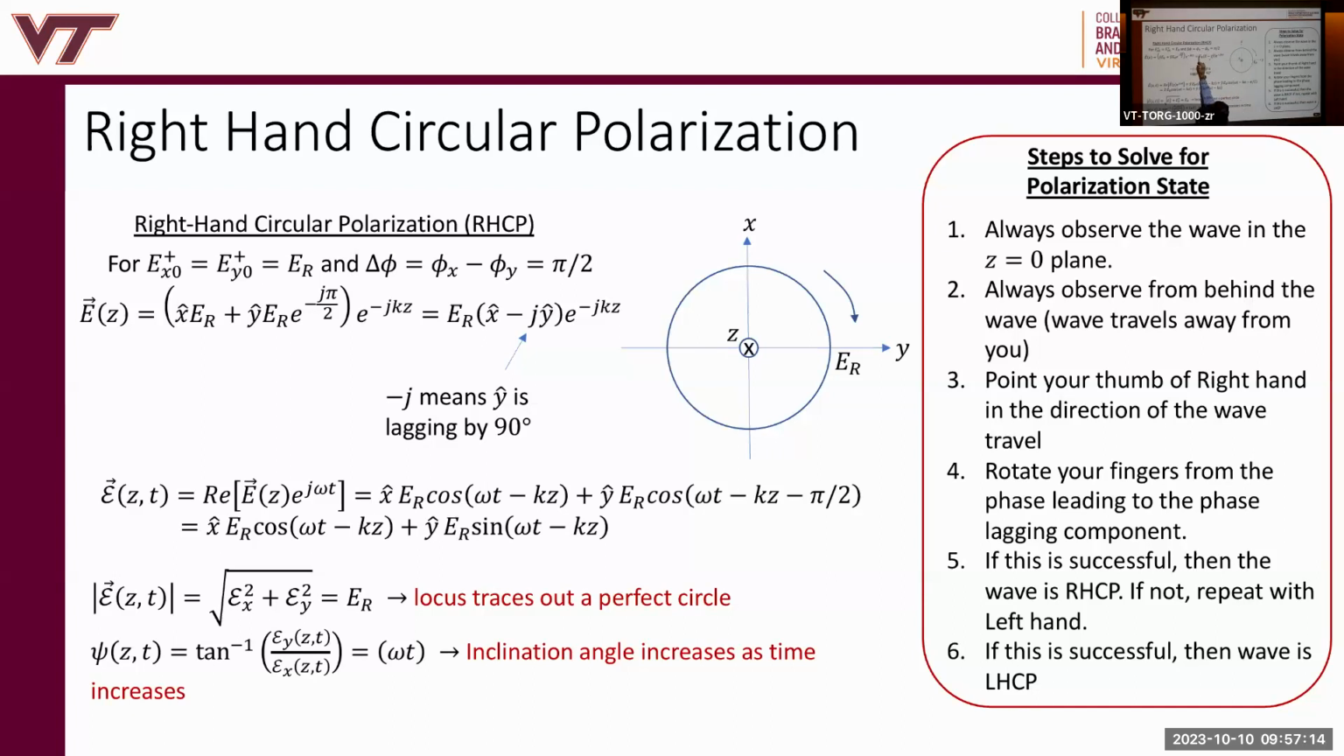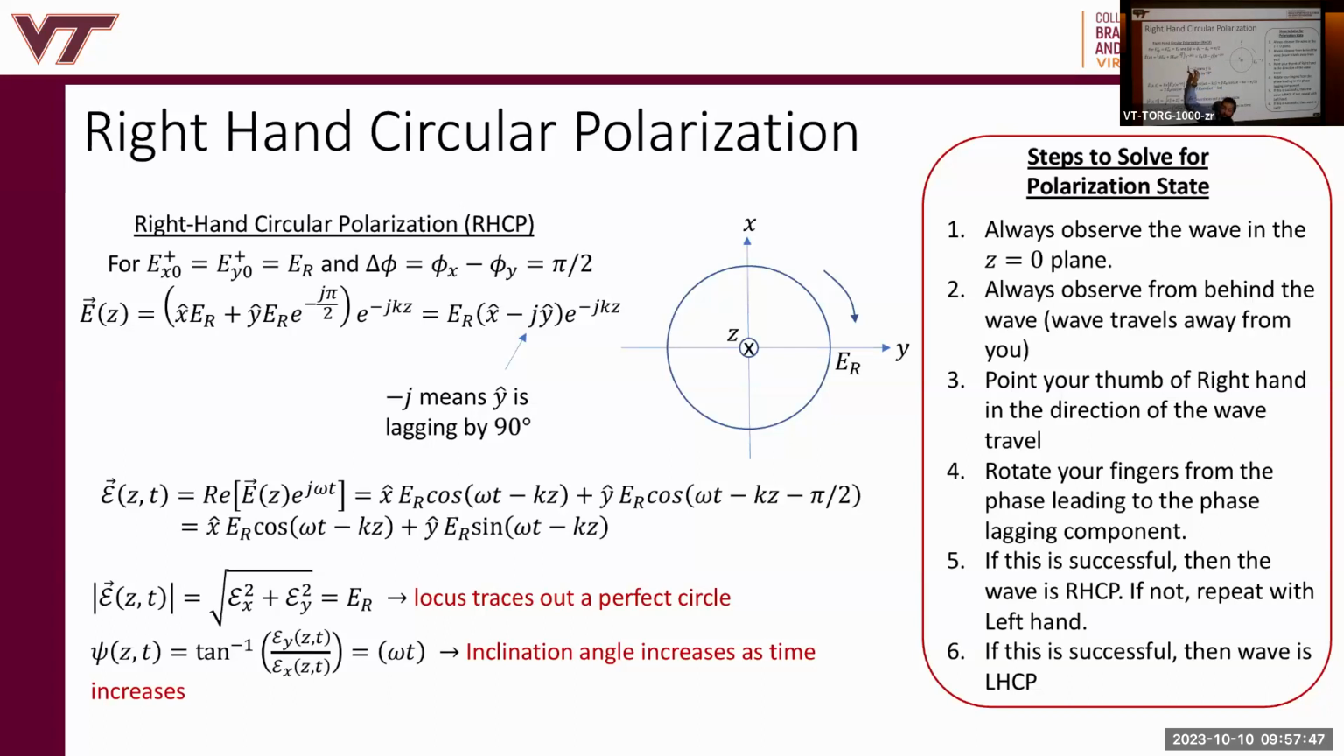So we can write the complex fields as, remember, this is not a script E, there's no time here, this is just E of z. It's x hat E_R, because we've assigned phi equal to 0. This is the complex amplitude. There's the e to the minus jkz propagation factor. And we have e to the minus j pi over 2, so we've added the phase delay back in. We've written the Y component's amplitude in polar form. We can factor out the E_R, and we have x hat minus j y hat.